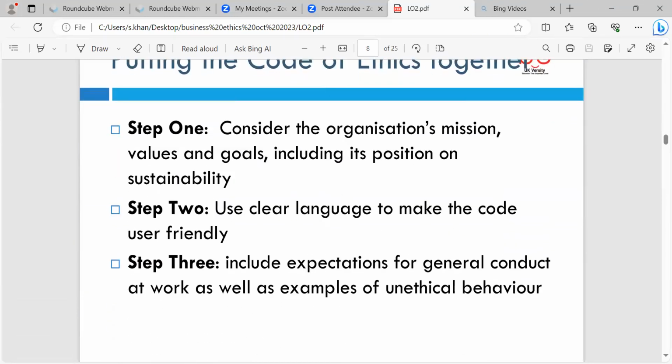Putting the code of ethics together. Step 1, you must consider the organization's mission, values, and goals, including its position on sustainability. Step 2, you must use clear language to make the code user-friendly. Step 3, you must include expectations for general conduct at work, as well as examples of unethical behavior.